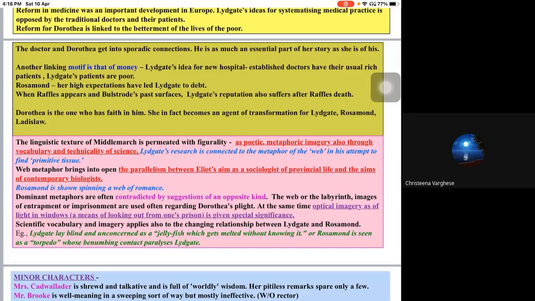And Rosamond, her high expectations have led Lydgate to debt. When Raffles appears, Bulstrode's past surfaces. Lydgate's reputation also suffers after Raffles' death. So Dorothea is the one who has faith in him. So look at the way in which their stories come together. Dorothea is the one who still has faith and belief in the innocence of Lydgate. She, in fact, becomes an agent of transformation for Lydgate, Rosamond, and Ladislaw. She's able to bring change in their lives.